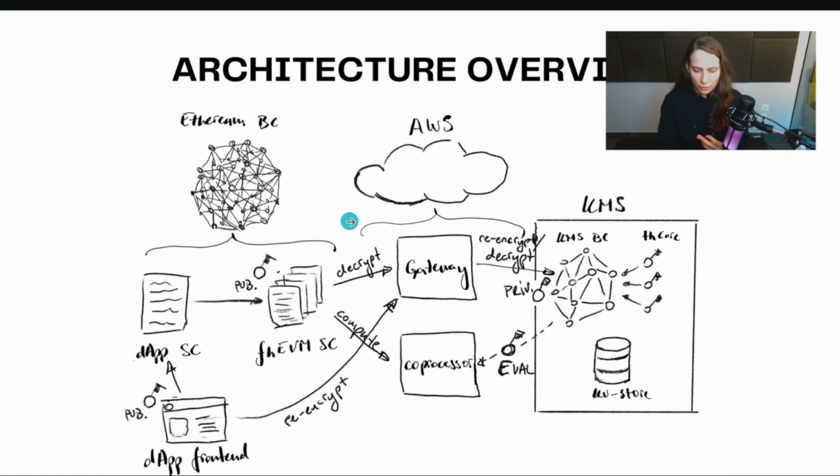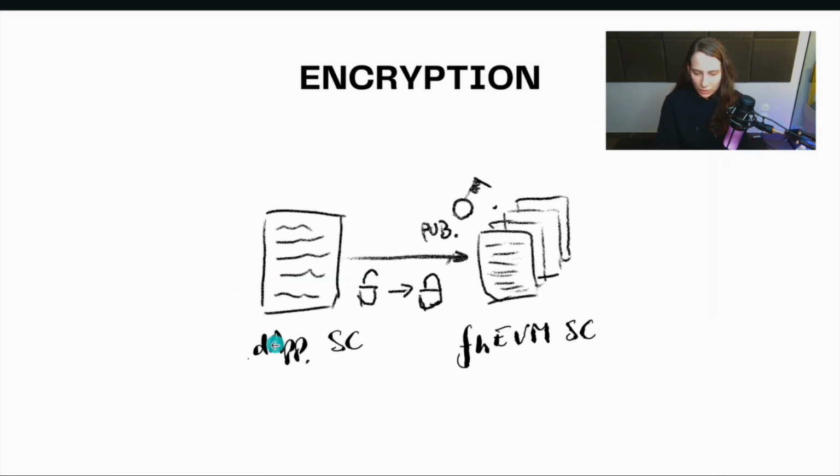So when we just want to encrypt data, this process is quite easy, right? We have the dApp on the smart contract side, or this can be the front end, we use the public key, and basically we encrypt the data. Very simple. We don't need to go anywhere, right?